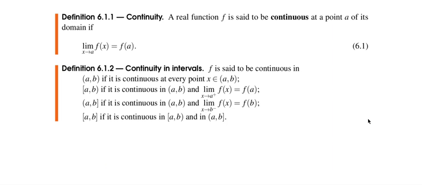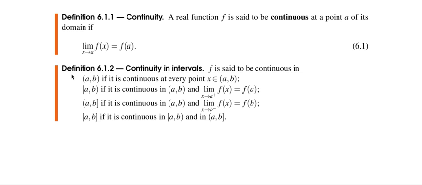Okay, so the definition of continuity: a function f is continuous at a point a in the domain if the limit when x goes to a of f of x is f of a. Okay, what I just said.